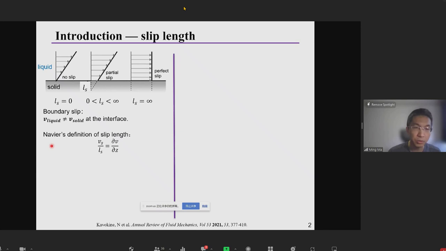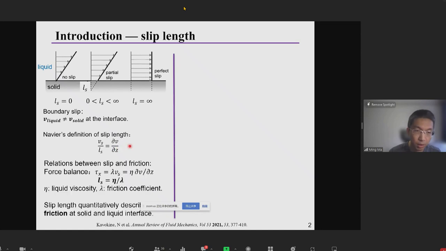In fact, about 200 years ago, Navier already gave a definition of this slip lines for Newtonian equations. Because we are talking about friction, the relation between slip and friction is very straightforward. If we just think about the force balance between the friction between solid and liquid, and the friction within the liquid, we can easily find that the slip lines is equal to the ratio between the liquid viscosity and the friction coefficient. That is to say, the slip lines quantitatively describes the friction at the solid liquid interface.